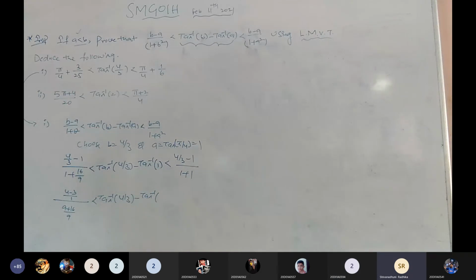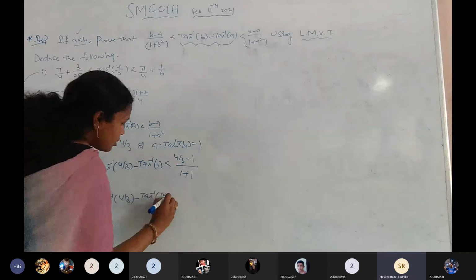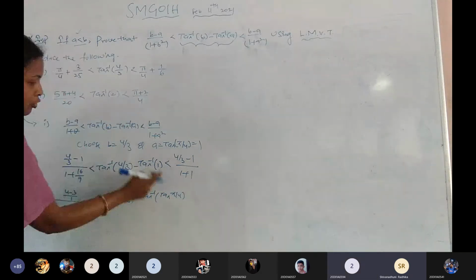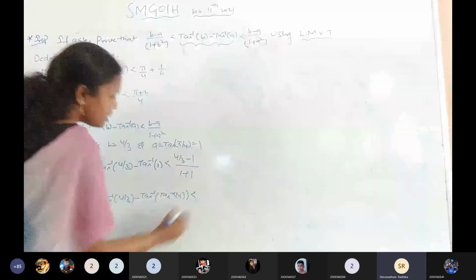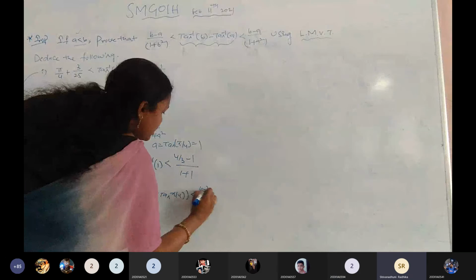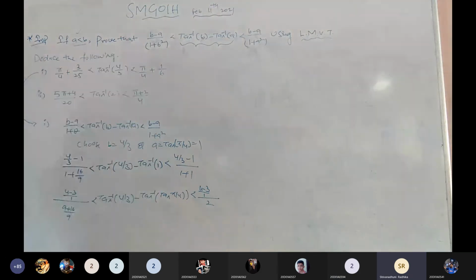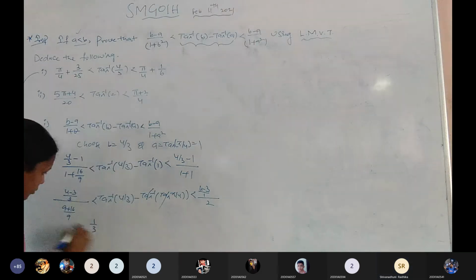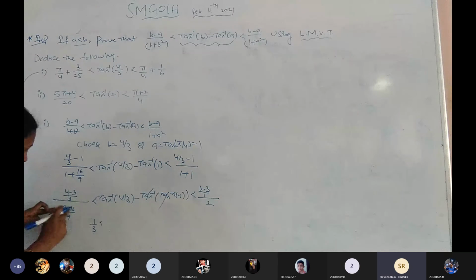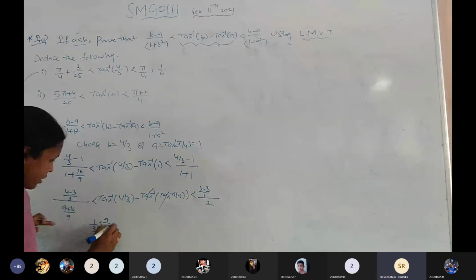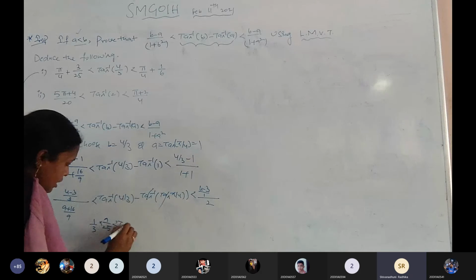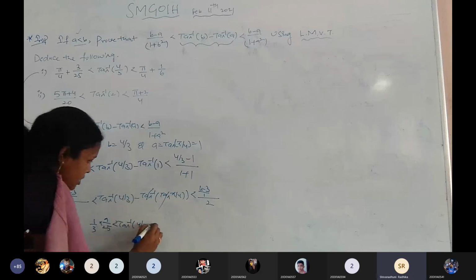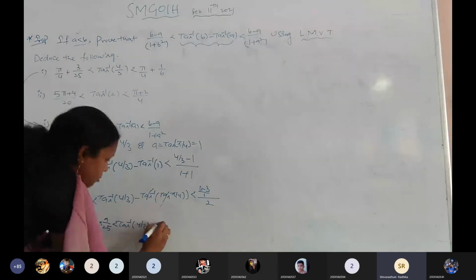Tan inverse of 1 can be written as tan of 5 by 4. Instead of 1, I am going to write tan 5 by 4 is less than LCM, 4 minus 3 by 1 by 2. Is it clear? Now inverse and tan get cancelled, and 4 minus 3 by 3 it is. So that is 1 by 3. 1 by 3 into 25 by 9 can be written as 9 by 25. Is it clear? Less than tan inverse of 4 by 3 minus 5 by 4.